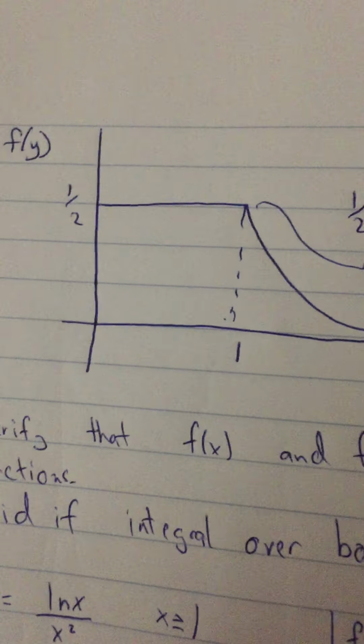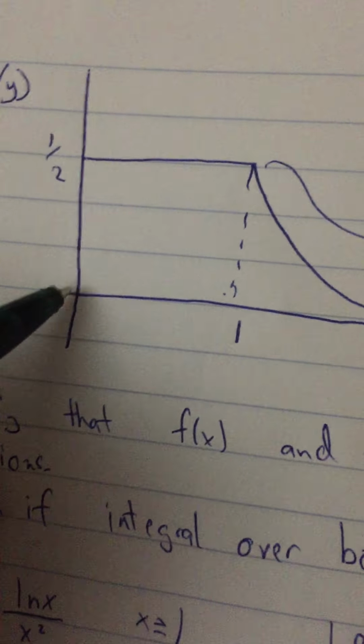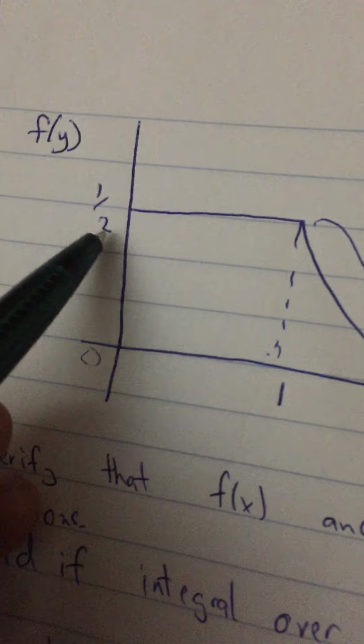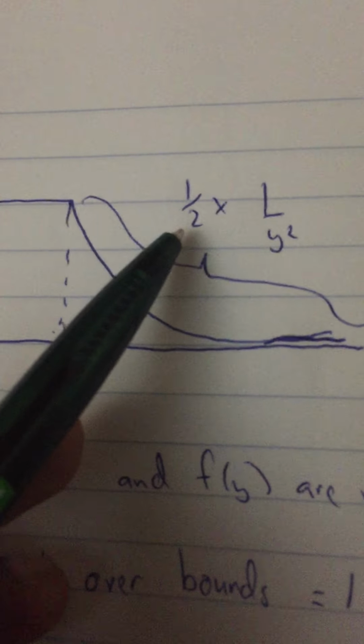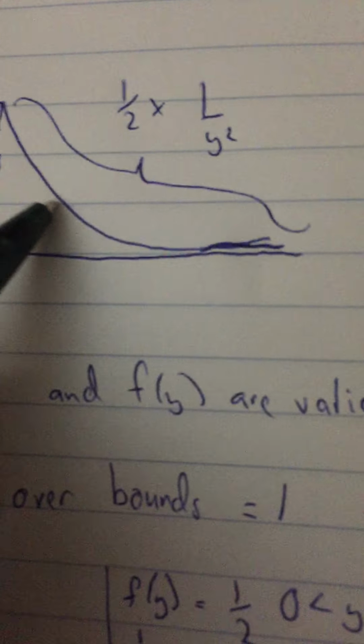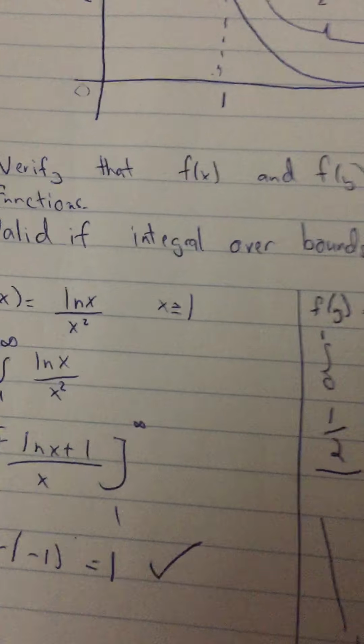Okay, so just to get an idea of how the graph looks, this will be the graph here. This is the origin. Up till 1, the value is 1/2. After that, it's 1/2 times 1 over y squared. As you see, it slowly decreases, and then becomes a little bit of a constant there.